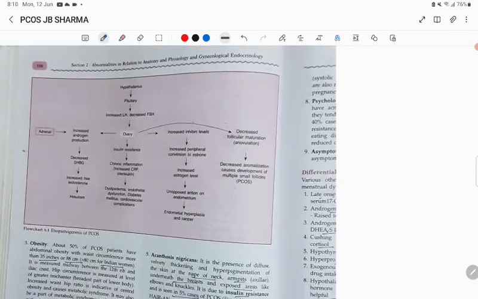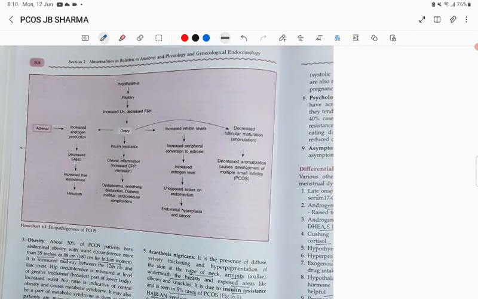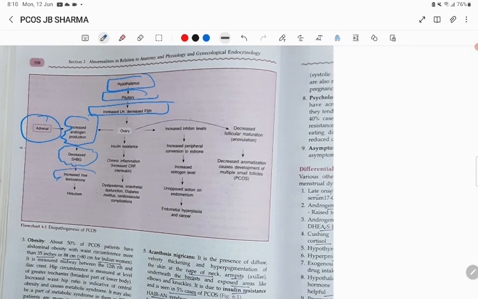I already told the etiopathogenesis of PCOS, let's recall: hypothalamus and pituitary increase LH and decrease FSH. The adrenal produces increased androgen, decreased sex hormone binding globulin, increased free testosterone, which leads to hirsutism. Then the ovary is the key; it produces excess androgen that leads again to these cycles.